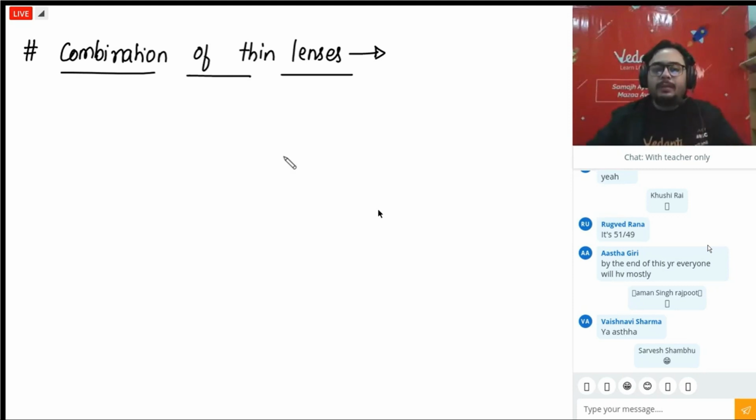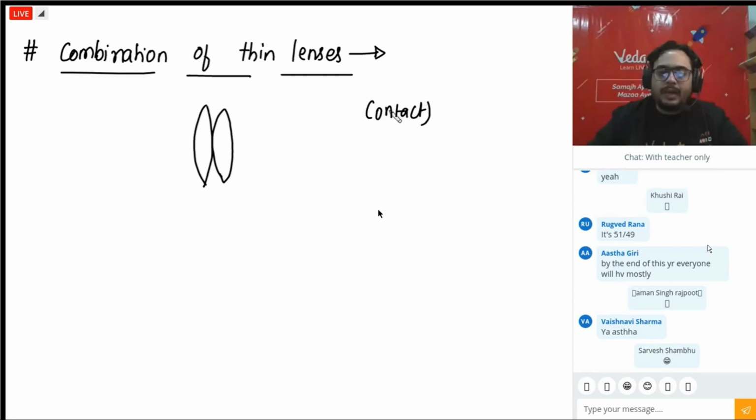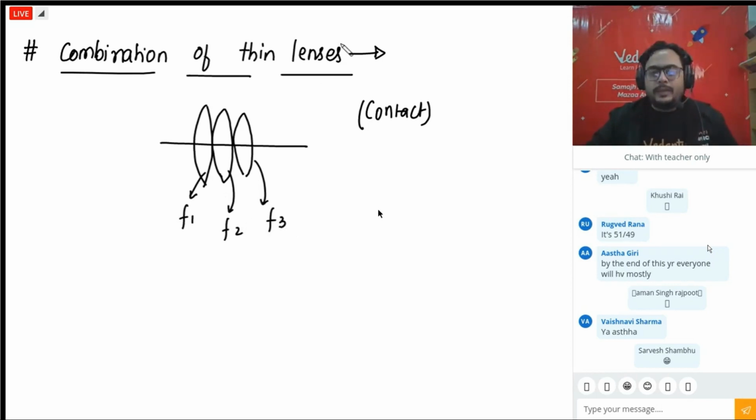So what I'm trying to say is that if you have two lenses, and they are thin lenses and in contact, the lenses are very, very close to each other. Suppose let me take 3 also. Even if I have 3 lenses with focal length f1, f2 and f3, then think about it this way. Suppose power of this lens is P1, power of this lens is P2 and power of this lens is P3.